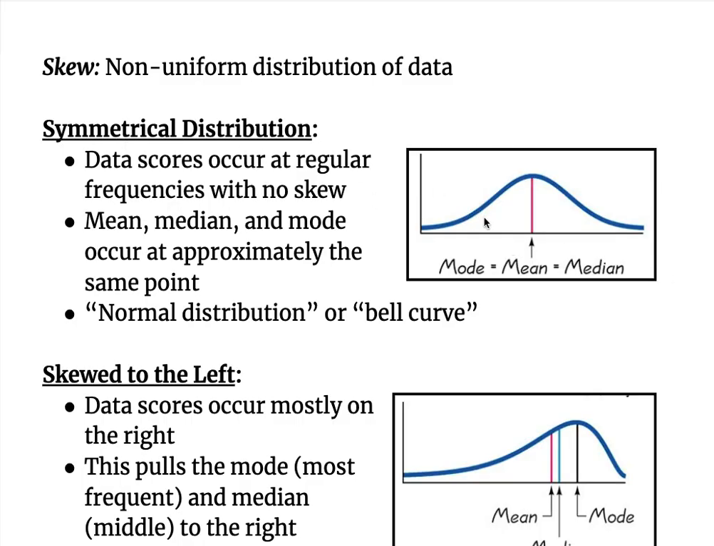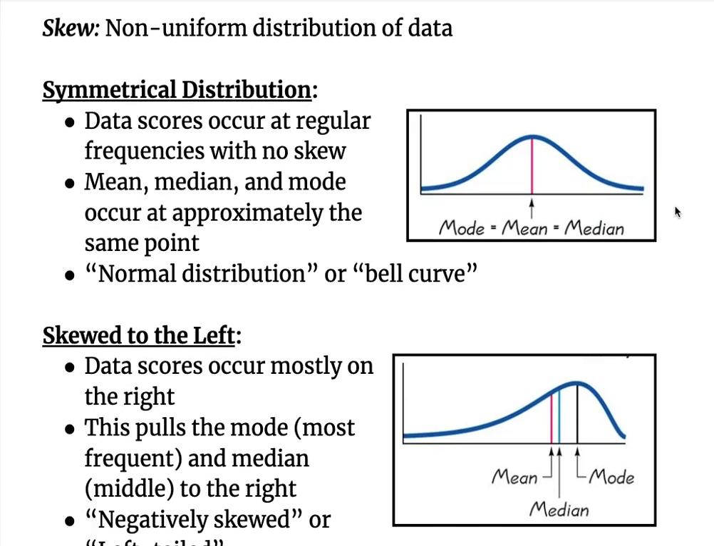Symmetrical means it's the same on both sides. So if I were to fold this bell curve in the middle, those sides would all meet each other. So that's what we mean by symmetrical. You can cut it down the middle and both sides will look the same. That's uniform. Skew is when it doesn't do that.